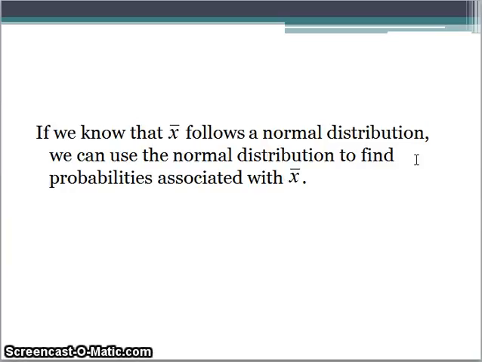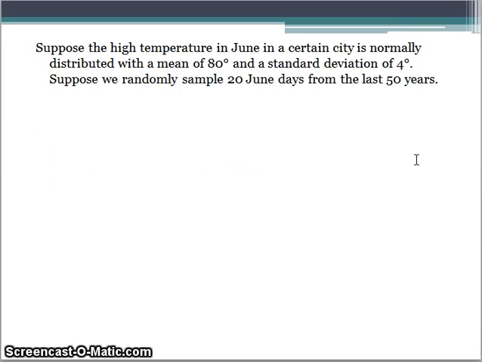So in those problems where we know that x bar does follow a normal distribution, that's nice because we can use the normal distribution to find probabilities with x bar. So for example, suppose, like we did in the previous lesson, that the high temperature in June follows a normal distribution with a mean of 80 degrees and a standard deviation of 4 degrees.